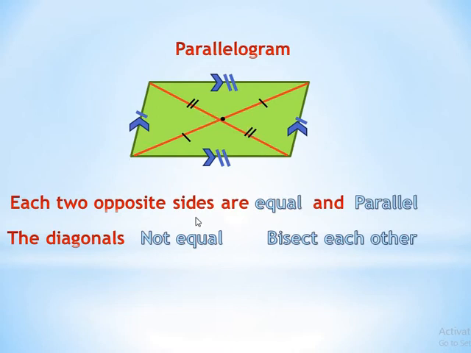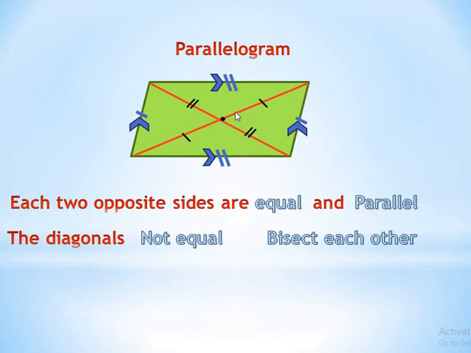So let me repeat. Each two opposite sides in the parallelogram are equal and parallel. What about the diagonals? The two diagonals bisect each other, which means divided into two equal parts, and they are not equal.